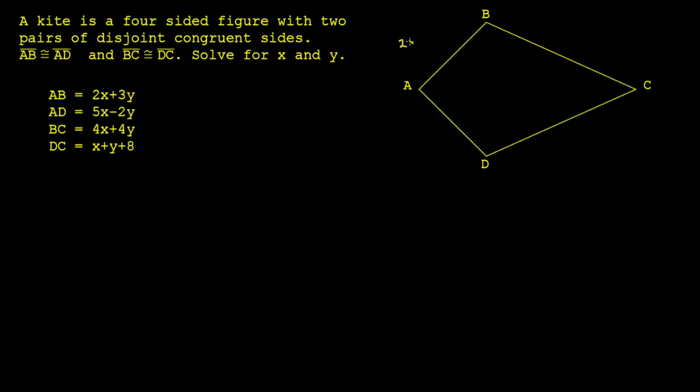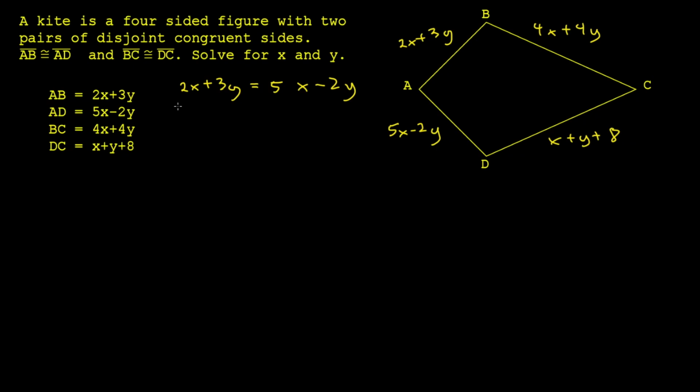So AB is 2x plus 3y, AD is 5x minus 2y, BC is 4x plus 4y, and DC is x plus y plus 8. Let's set up our equations. AB is congruent to AD, so 2x plus 3y equals 5x minus 2y. Now we're going to get everything set up in standard linear equation form. We're going to move over the 5x, so we get negative 3x. We're going to move over the negative 2y, so we get plus 5y, and that equals 0.